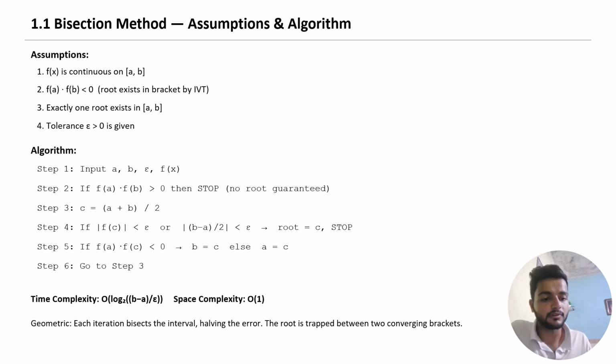If |f(c)| is less than e or (b − a)/2 is less than e, then root is equal to c, and we'll stop the algorithm. If f(a)·f(c) is less than 0, then we'll assign c to b, or else we'll assign c to a. In step 6, we'll again go to step 3. Time complexity of this algorithm is log2((b − a)/e). Space complexity is O(1).